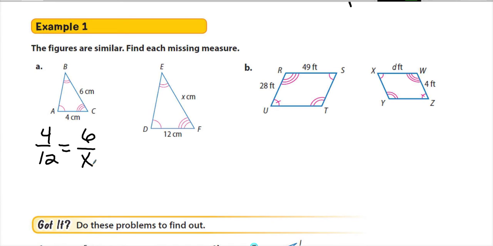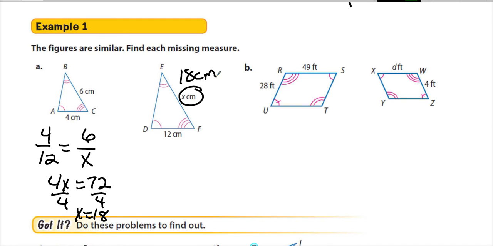Again, we're solving proportions. That's why I said the other day, it's important that you know how to solve these, because we're going to keep using this over and over again. This math doesn't go away. So we're going to cross multiply here. 4 times X, 6 times 12, that's 72. We're going to divide that by 4, and it looks like we came up with 18. So that means this part right here is actually 18 centimeters. So we're finding the missing measure there. We're trying to find what that last part is.